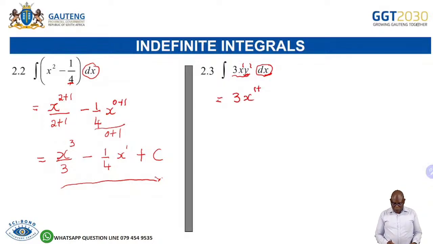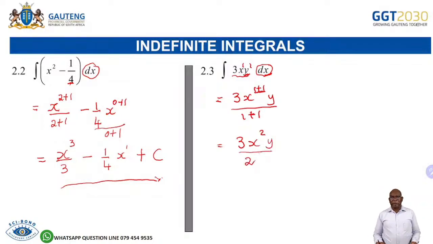So it's 1 plus 1. The y, we don't worry about it. Divided by 1 plus 1, because we're working with this one only. So therefore I'm going to have 3x squared y all over 2, and that's how I'm going to do it. So obviously if I differentiate this with respect to x, it will be 2 times 3, which is 6, and then we subtract 1 from the exponent, we get an x. And then 6 divided by 2, it's 3, we get 3xy, which is this one.